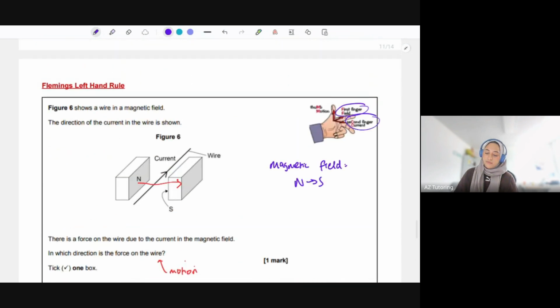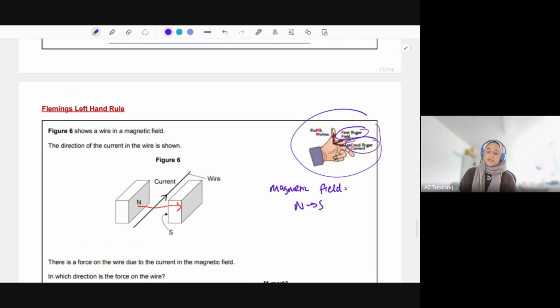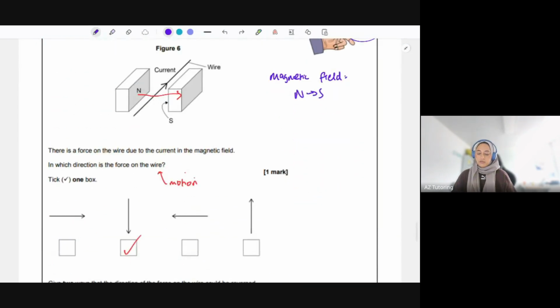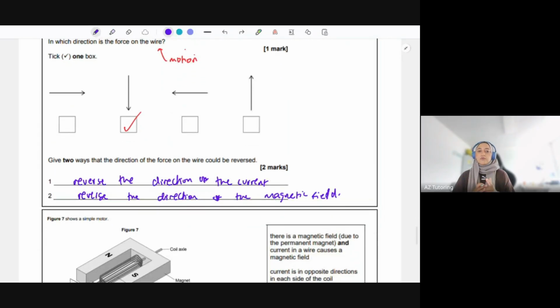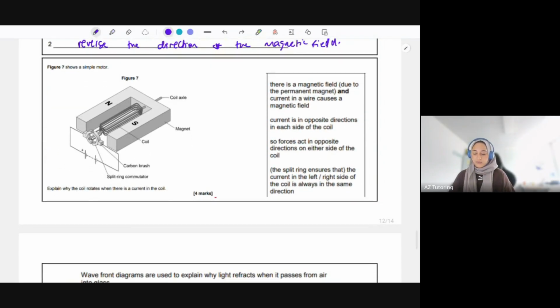So just make sure you remember what each finger represents in Fleming's left-hand rule. And I guess in the exam tomorrow, if you start seeing everyone do the fingers, then you know the questions come up as well. So that might be a little bit of a clue as well.